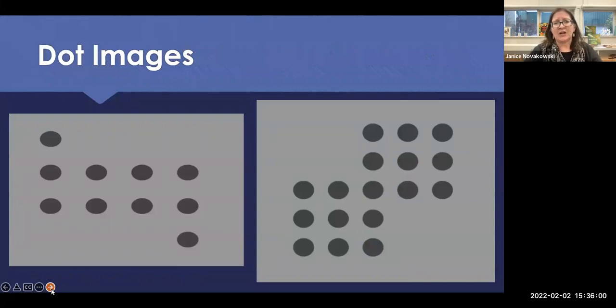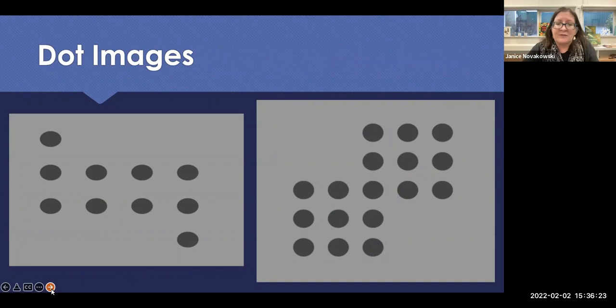So number talk images are usually divided into two sorts. There's dot images, like you see here on the screen. So dots are in different formats and students think how many dots are there? And then how do you see them? How did you know there were that many? Did you subitize and break it into sort of groups? Did you decompose? Did you use multiplication or addition to think about it? Did you use counting strategies?